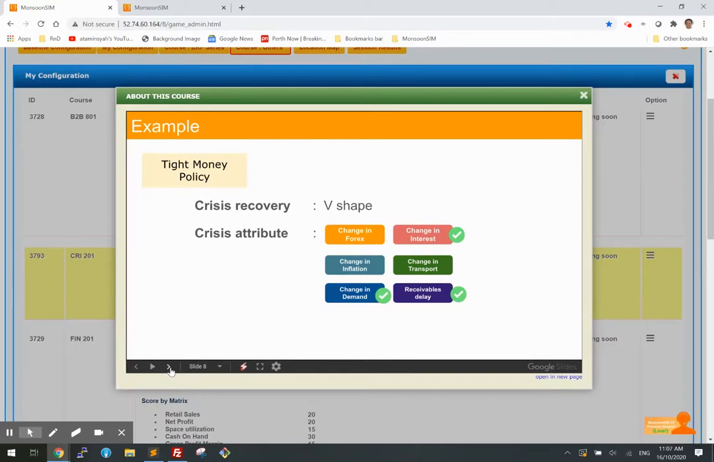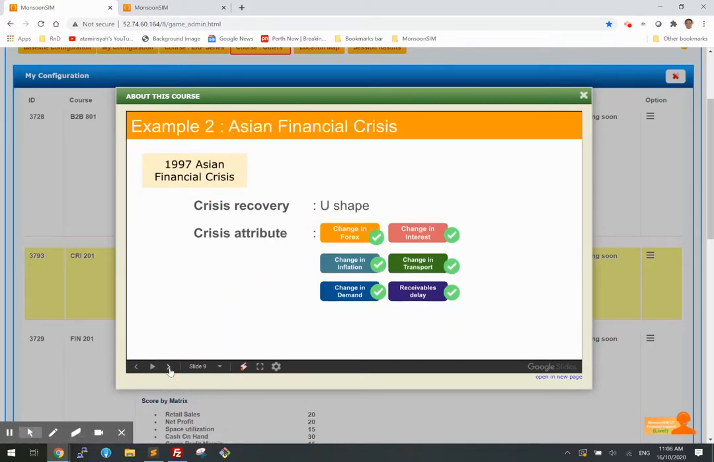Then there is another scenario, just as an example, let's call it tight money policy by your government, in which your government is raising the interest rate, which means that they are demanding everyone start saving instead of spending. So the interest rate will go up significantly, and the receivable delays will also increase. So that's a tight money policy crisis. You can set it V-shape or W-shape or U-shape. It's up to you.